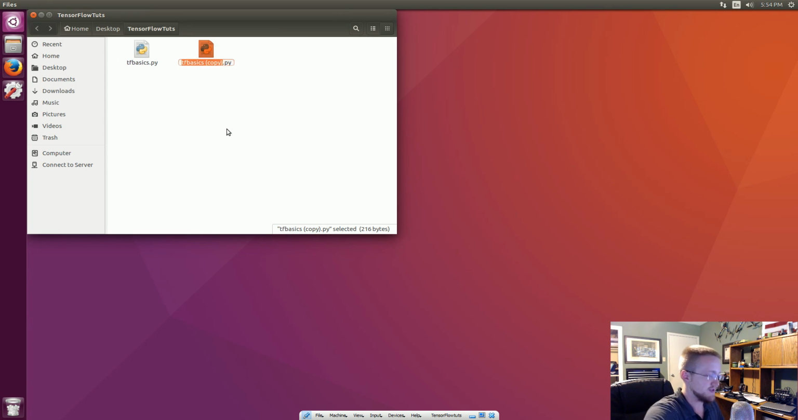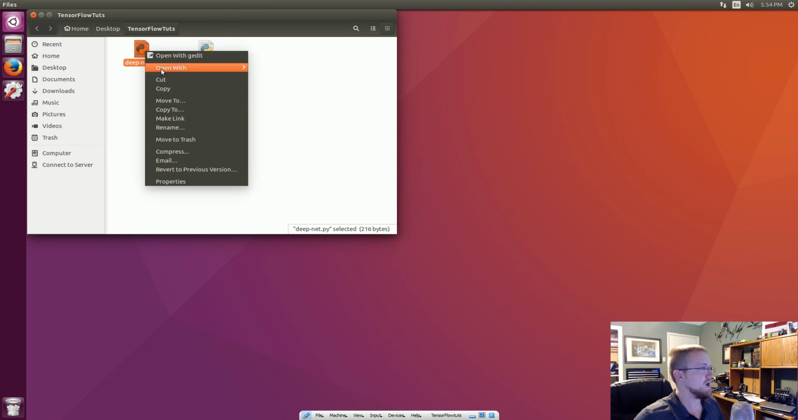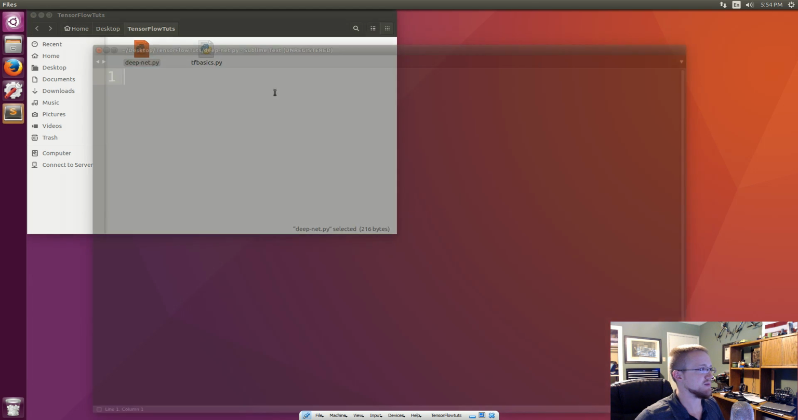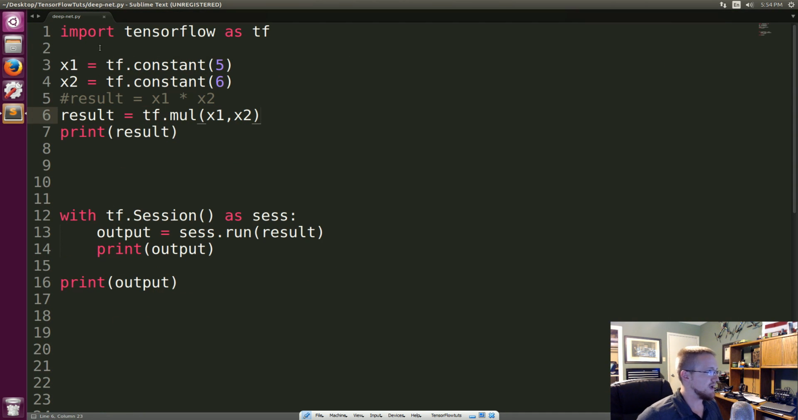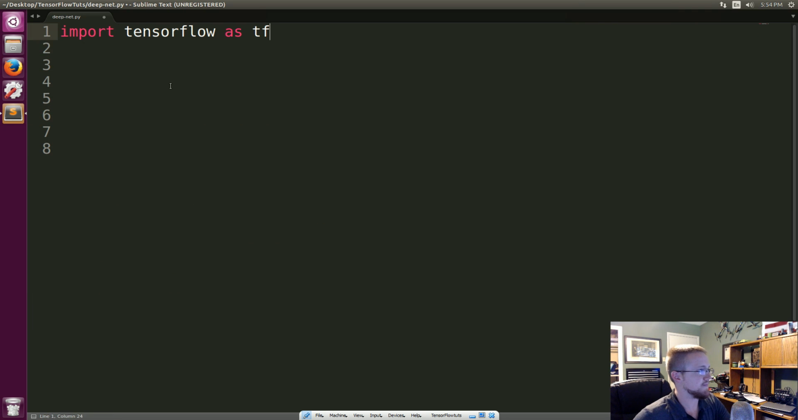We'll rename it to DeepNet, and we will edit with Sublime. Minimize this, make this big, and we'll just delete all of this.